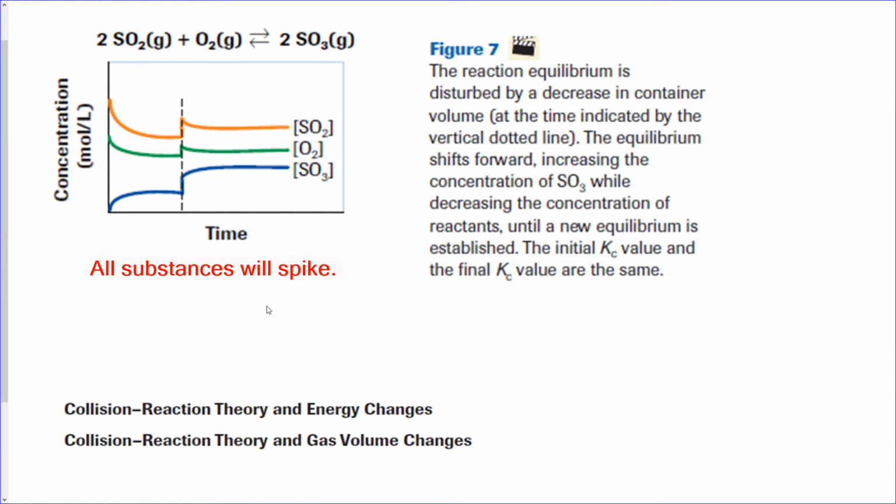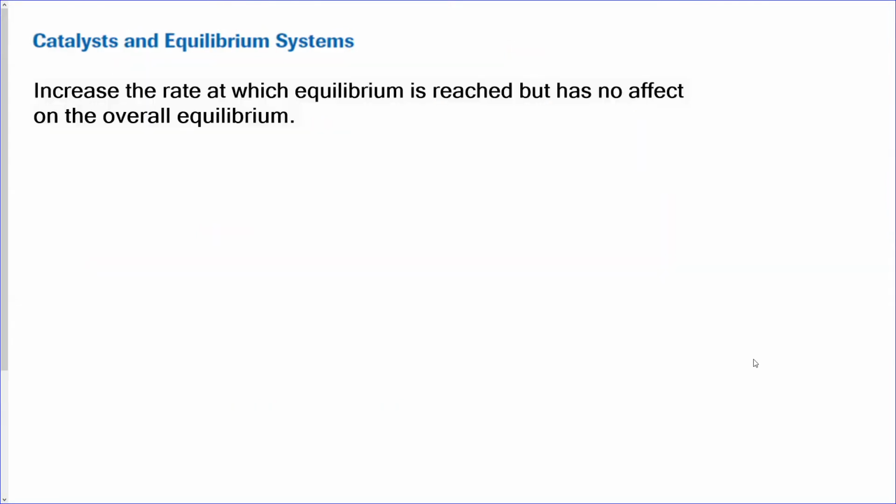So once again, finally, let's go to the table. Recap table. First of all, catalyst and equilibrium systems. A catalyst changes the rate or the speed at which it happens, but doesn't actually affect the overall equilibrium.